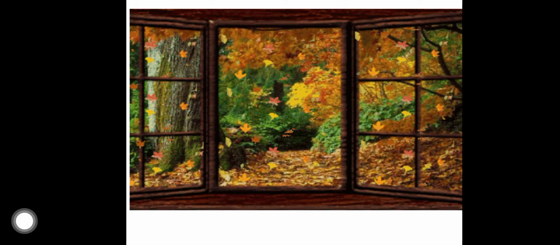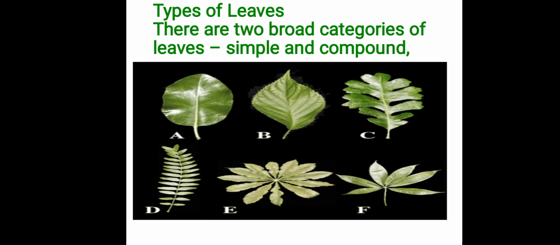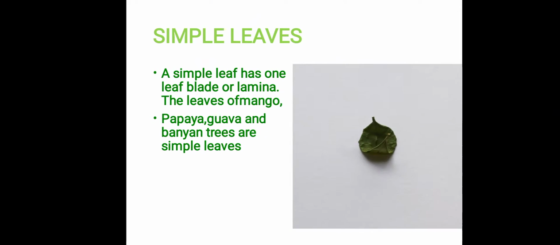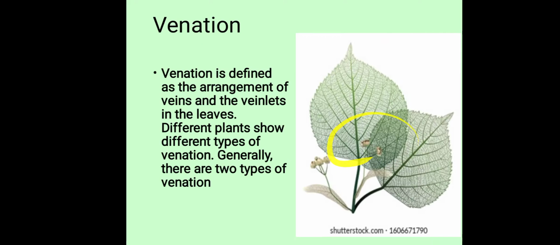Good morning, class. In the previous lesson, we have learned about two broad categories of leaves, that is simple and compound. A simple leaf has one leaf blade, and a compound leaf is one in which the leaf blade is clearly divided into many distinct parts called the leaflets.